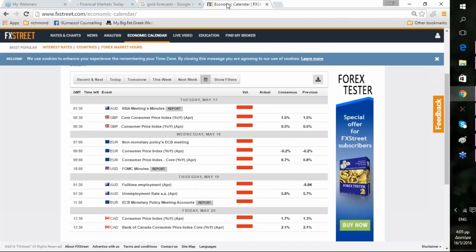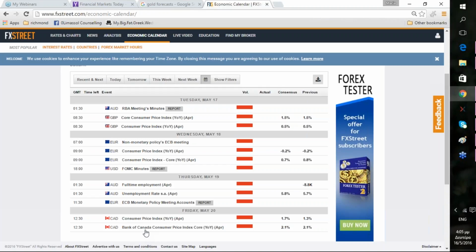Another thing, guys, is to look into the economic calendar. It's a little new look on FX Street today, I think, on the website. I have filtered all the high impact news for the week. Starting tomorrow, you've got the AUD RBA meeting. So for the whole week you've got some AUD impact, and you've got the euro, the GBP, and then the CAD.